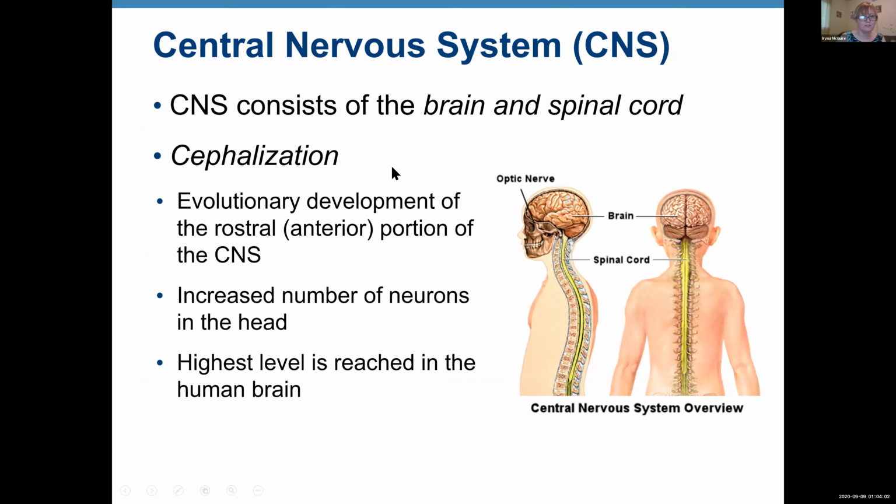So the central nervous system consists of the brain and spinal cord. Cephalization is the development of the head. It increases the number of neurons in the head and allows for higher level thinking and actions. The highest level is reached in the human brain.